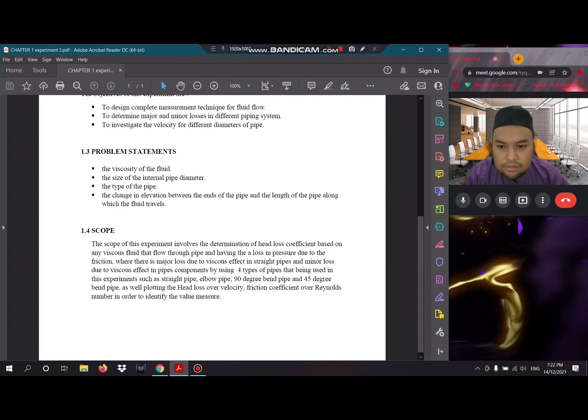And there is also the major loss due to viscous effect in straight pipe and the minor loss due to viscous effect in the pipe component, by using the 4 types of pipe that will be used in this experiment, such as the straight pipe, elbow pipe, 90-degree bend pipe and 45-degree bend pipe. And then we will plot the head loss against velocity and friction coefficient over Reynolds number in order to identify the value measured. Thank you very much.